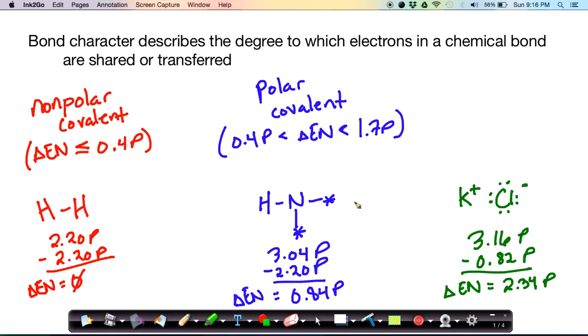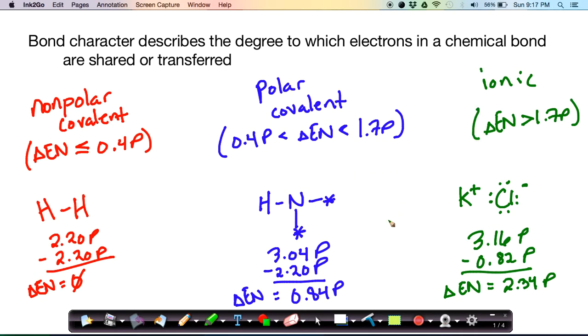Our final example, we had what we know to be an ionic bond, KCl. We've seen this before in our discussion of ionic bonding. We know electrons are transferred here. The electronegativity difference is very high as a result, 2.34 Pauling. So this would be classified as ionic. And what we're looking at here for ionic bonds typically would be electronegativity differences that are greater than 1.7 Pauling.